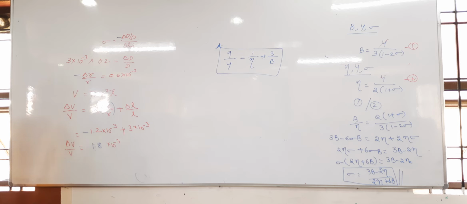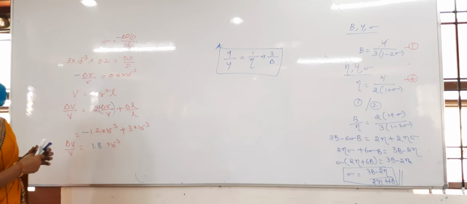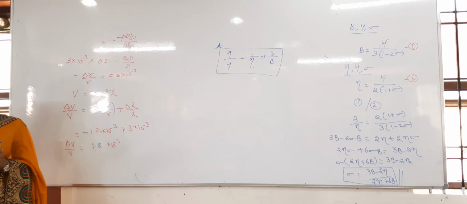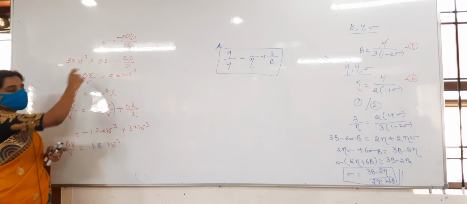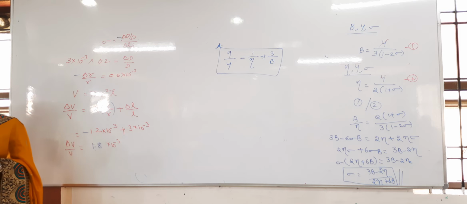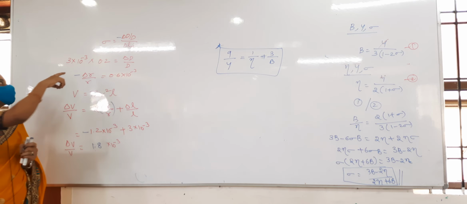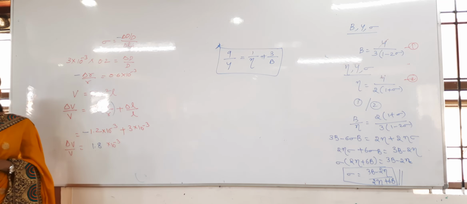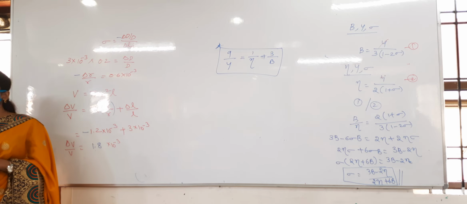See that, look at the problem. They have given the Poisson's ratio of one wire. What Poisson's ratio have they given? 0.2, and the longitudinal strain they have given is 3 into 10 power minus 3. What do you have to find out? The percentage change in volume.